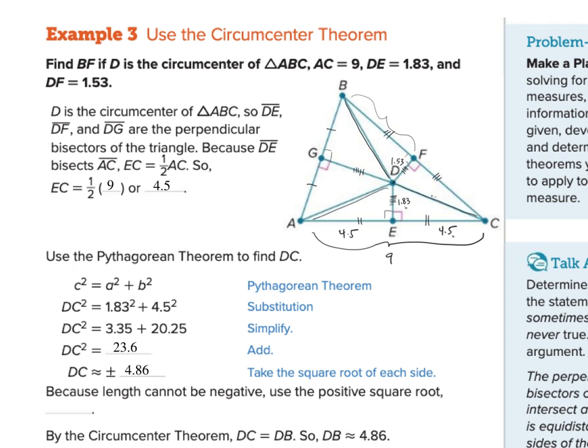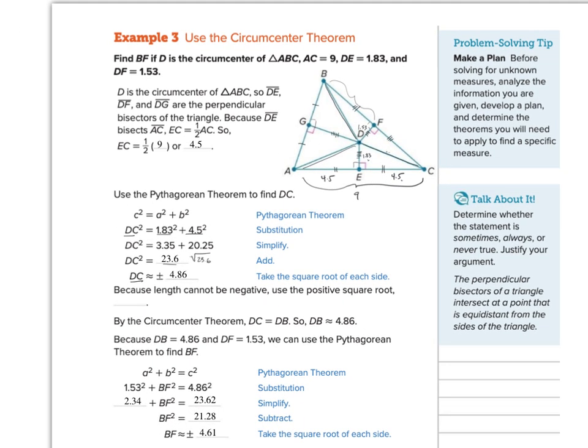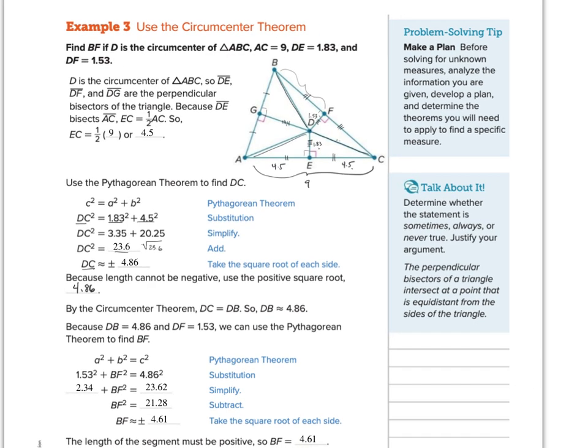Okay, so then we know that DC squared is equal to A squared plus B squared, and then they found out that DC squared is equal to 23.6. Taking the square root of 23.6, DC is approximately equal to 4.86. So there you go, the positive square root. You use a positive number because it's a distance, it's a length, that has to be positive. So 4.86 approximately.